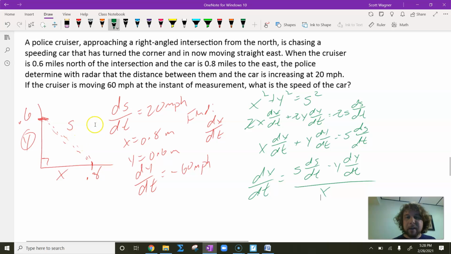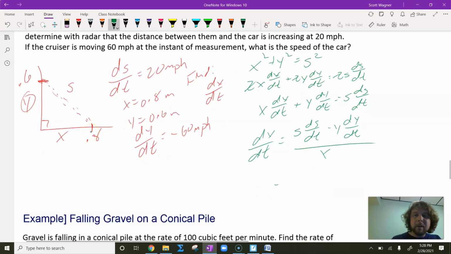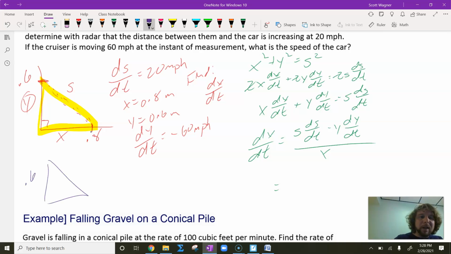Fantastic. Now let's substitute in what we have. We've got the specific s value. If you're not really sure what that is, go back to the Pythagorean theorem, go back to that right triangle, where we have 0.6, 0.8, and the unknown. So 0.6 squared plus 0.8 squared is equal to s squared. That tells us that 0.36 plus 0.64 is 1. The square root of 1 is 1. So the s value is 1. Remember, you can always use that to find a little bit more information.